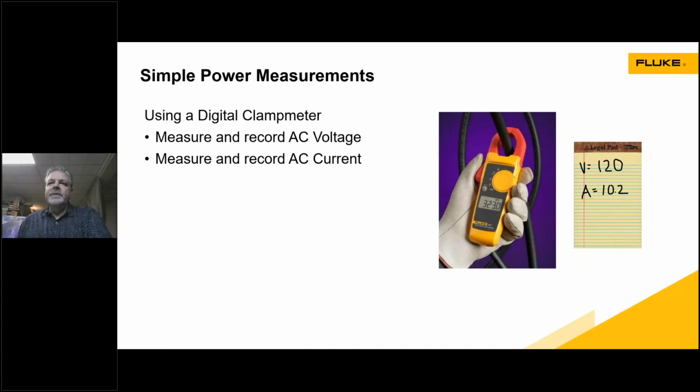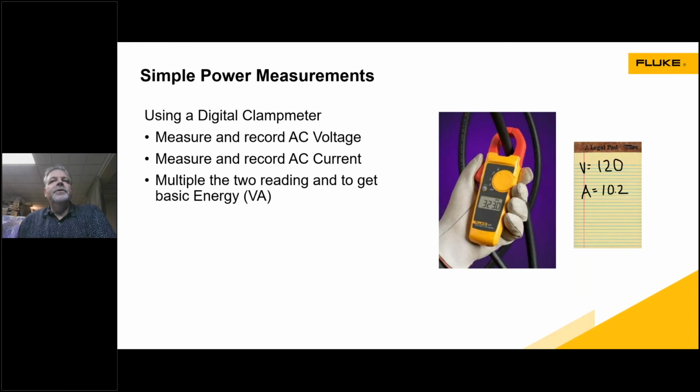I know that this is saying 10.2, it's not 323, which happens to be the model of the clamp. But in our case, we'll just write down a value that we're measuring with our clamp meter, and we multiply the two together, and that gives us VA.